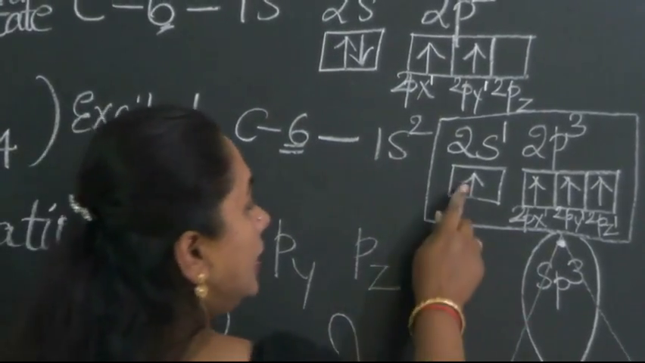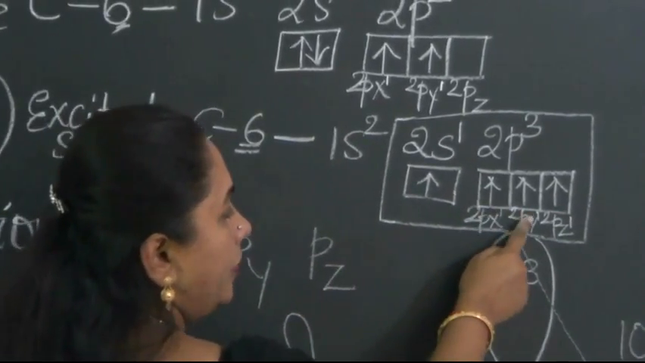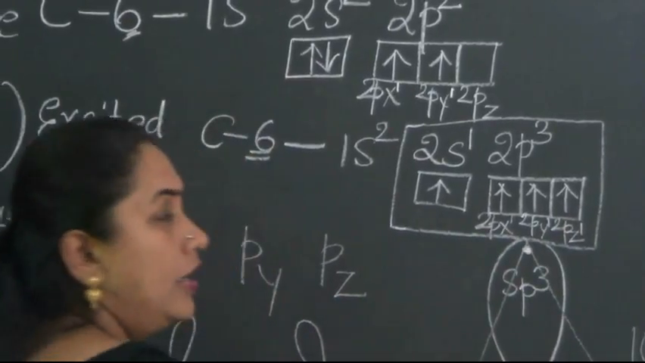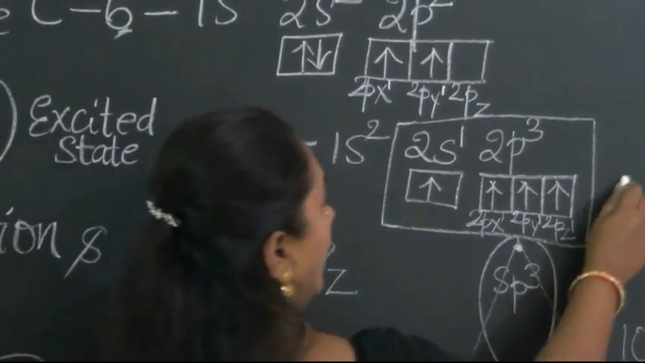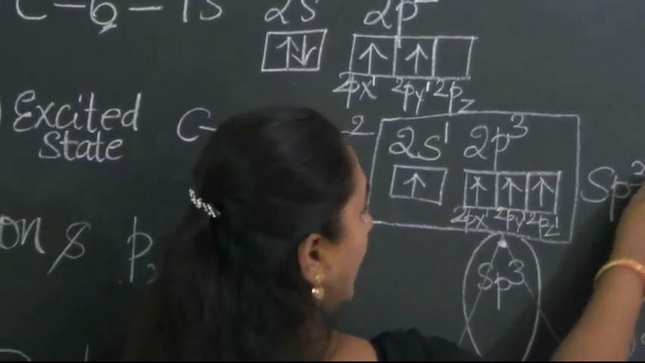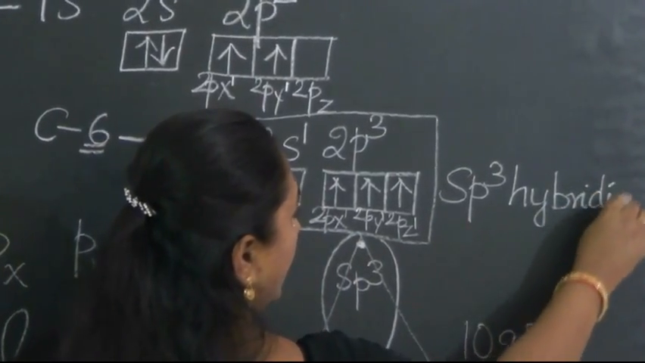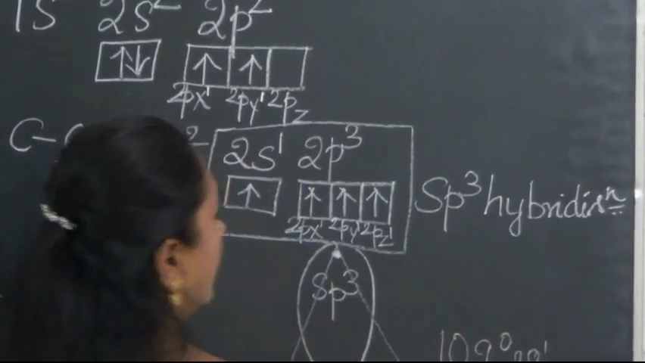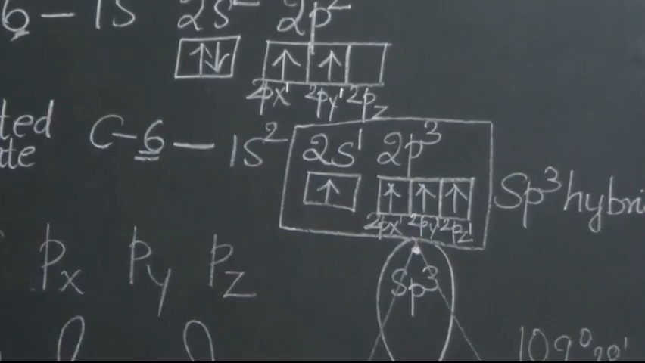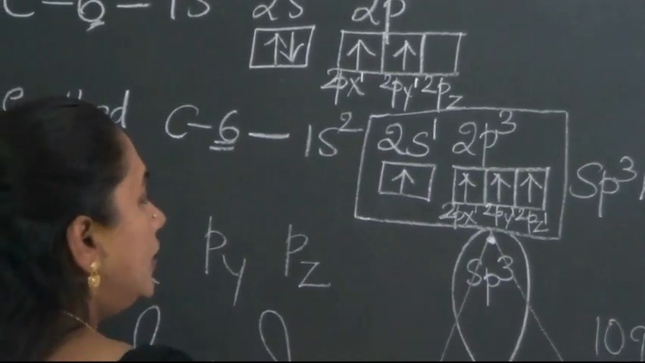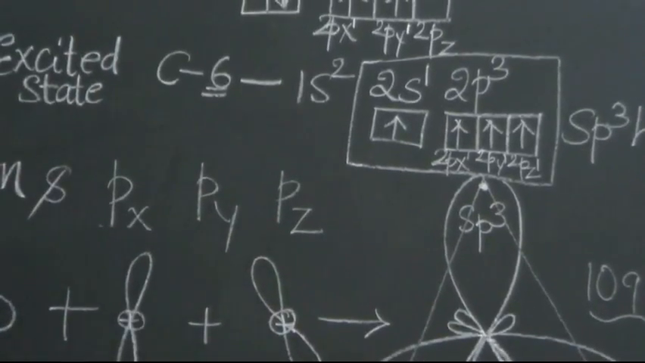tetravalent. Now these atomic orbitals 2s, 2px, 2py, 2pz, they undergo mixing up. That means they are undergoing sp3 hybridization. Now, because they undergo sp3 hybridization, what would be the product formed? They will be forming 4 sp3 hybrid orbitals.